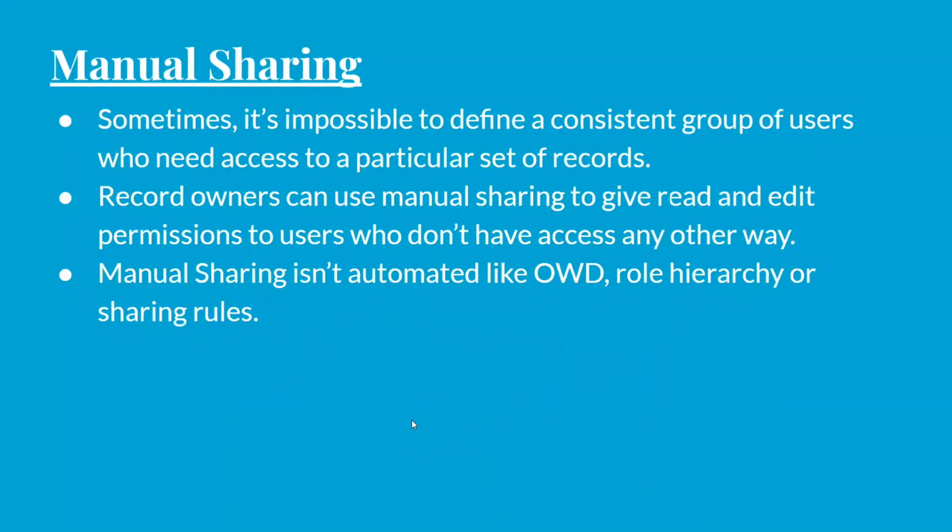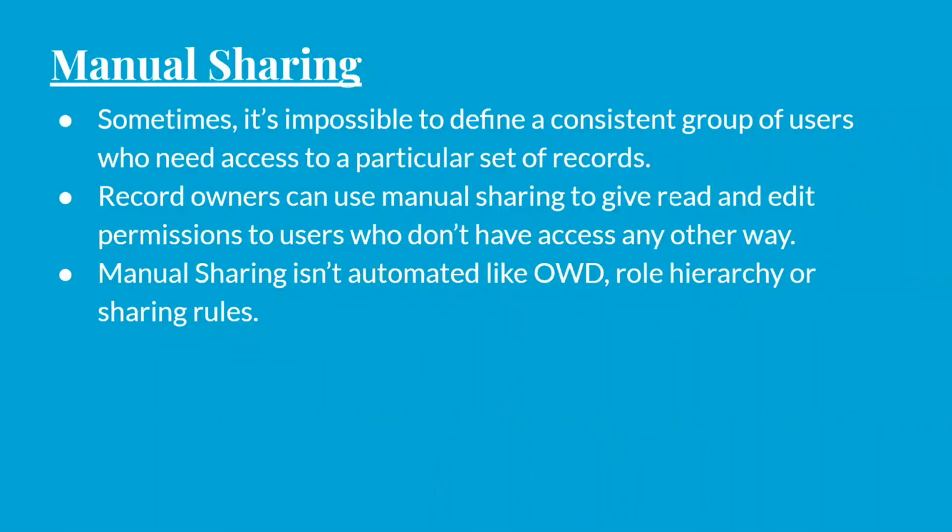And now the last thing is manual sharing. Sometimes it is impossible to define a consistent group of users who need access to a particular set of records. Sometimes you have users who are scattered and cannot be combined in a single group or in a particular hierarchy. In that case, you can provide manual sharing. The record owner has the right to use manual sharing to give read and edit permission to users who don't have access any other way.